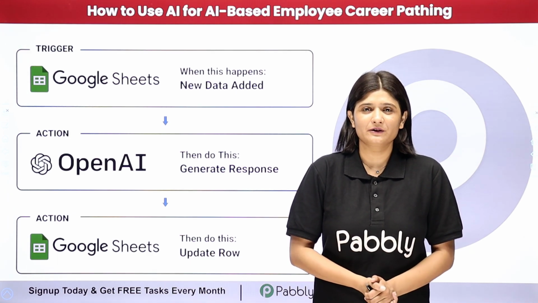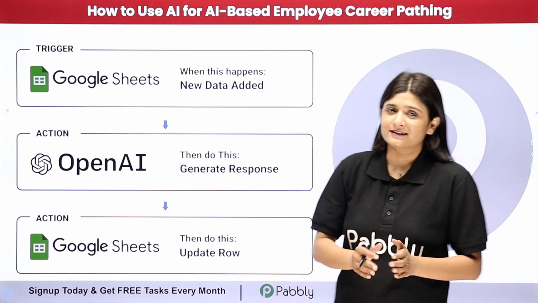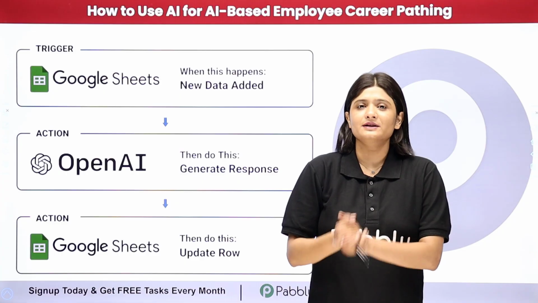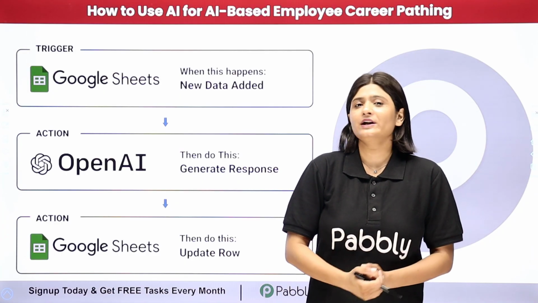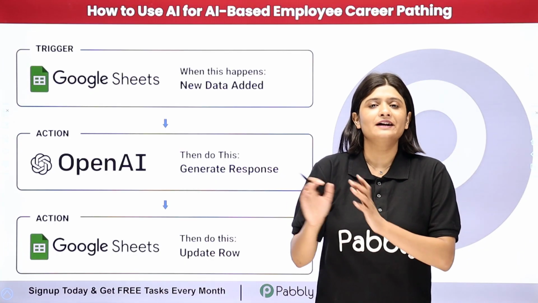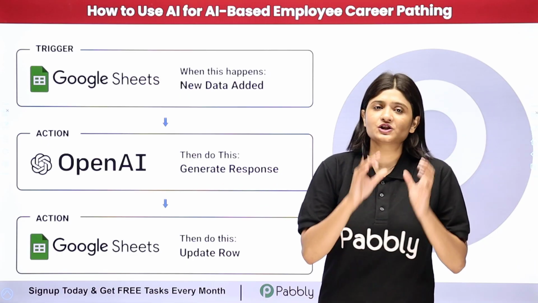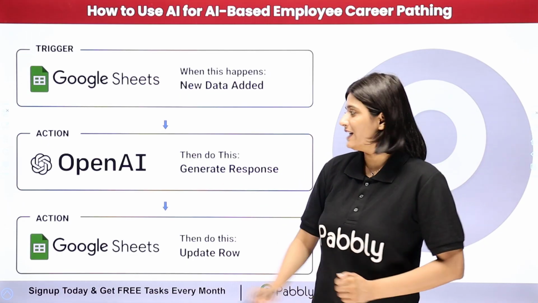In this video, we are going to learn how to use AI for AI-based employee career pathing. So let's suppose I'm running a business and I'm adding all my employees' details in my Google Sheet spreadsheet. Now I want that whenever I add a new detail, based on that employee detail, the career pathing or the response should be automatically generated with the help of an AI agent.